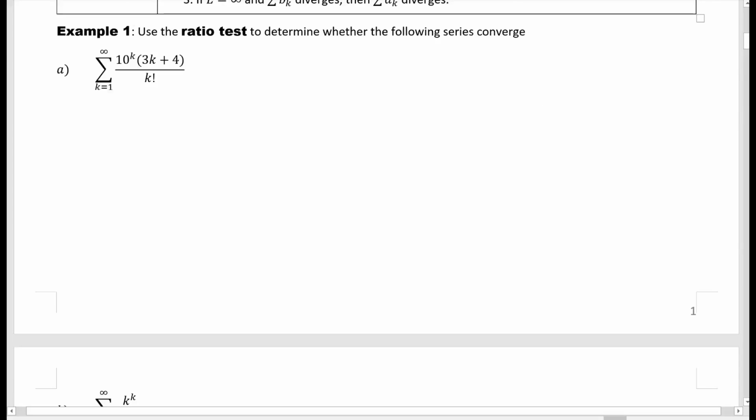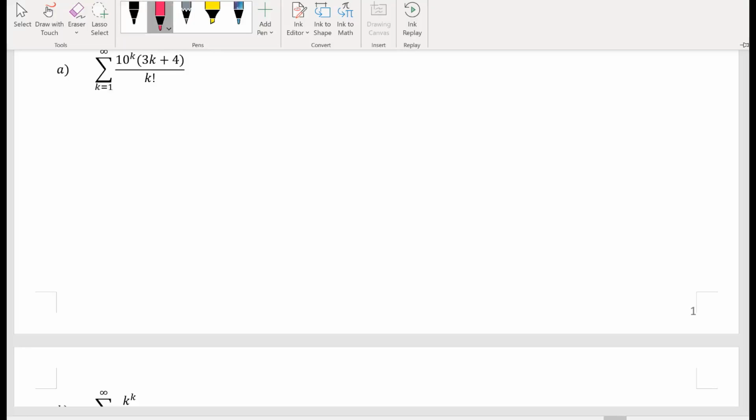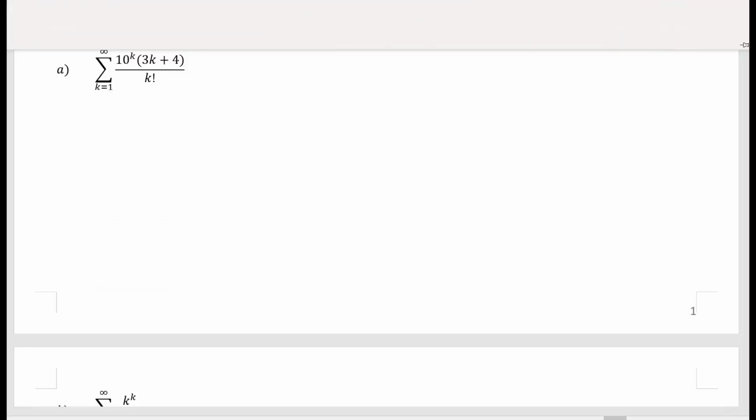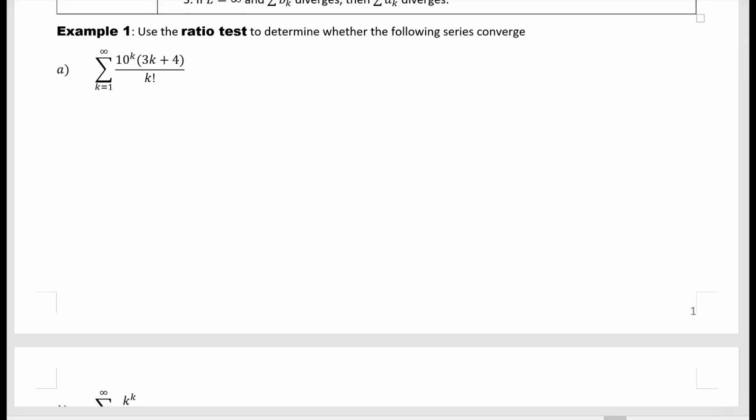So example 1: use the ratio test to determine whether the following series converges. Okay, so let's see. Let me use black, and then for the important parts I use purple. So first of all, let's call this a sub k. The first step always computes the limit of the sequence. I call it a sub k because I don't need to copy the whole thing again, right? So in the numerator, we have 10 to the k and 3k plus 4. In the denominator, we have k factorial.